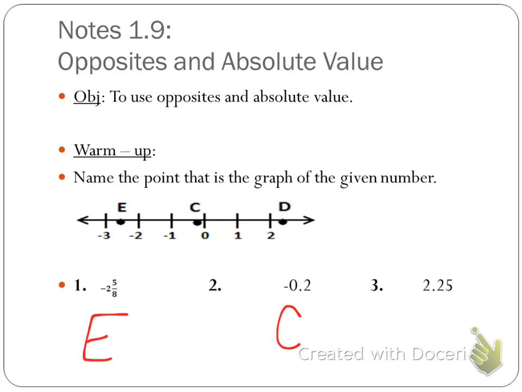All right, and what about number 3, 2.25? Jamal? That would be point D. Nice of them to go in order.